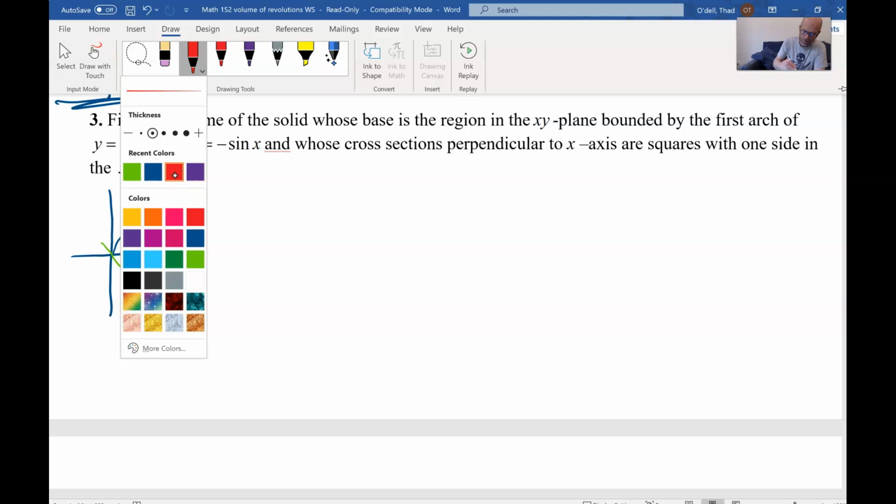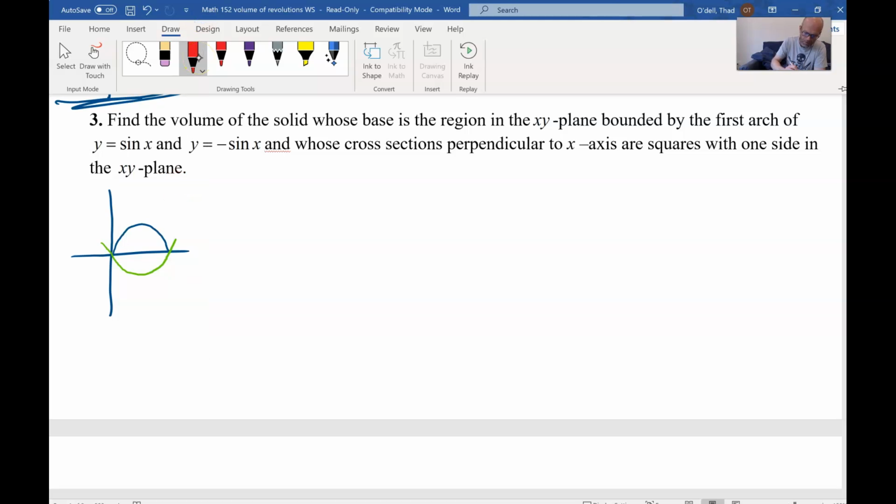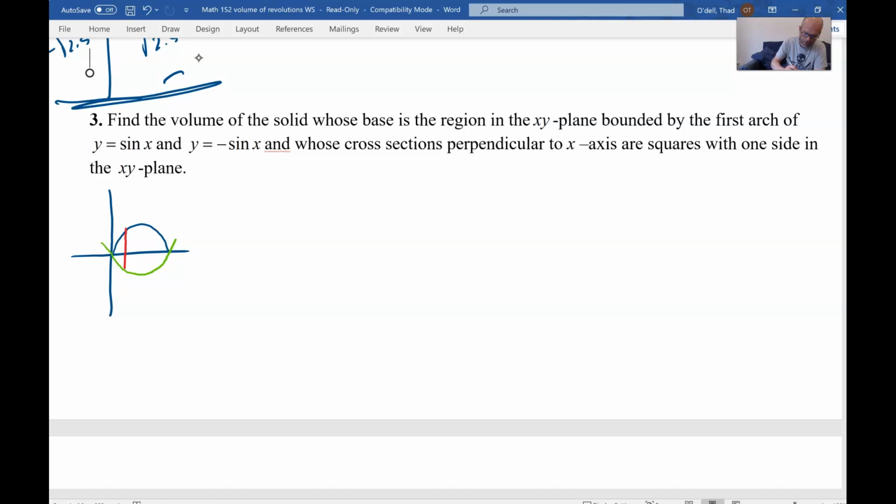So I'll draw a couple of lines that give me that idea of where those cross-sections are. They're perpendicular to the x-axis. And the thing we're pulling out are squares again, with one side in the xy-plane. Yeah, so these are squares, and you could possibly picture that.